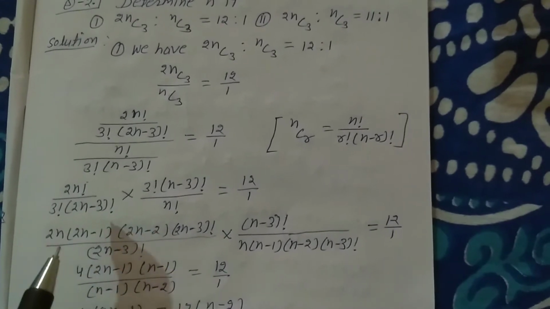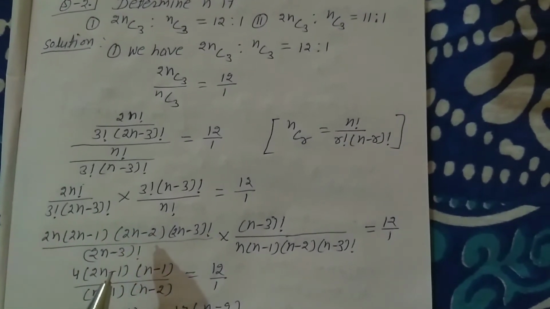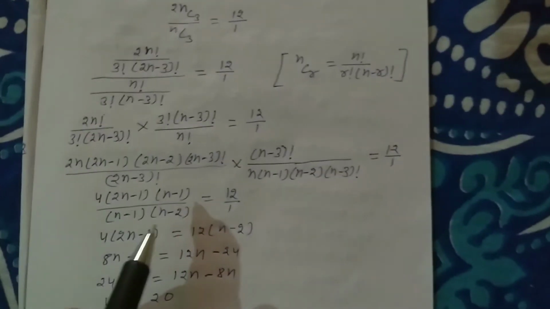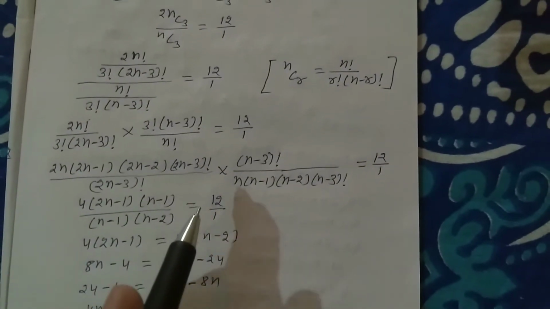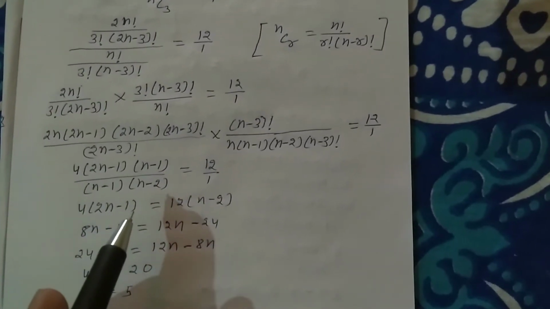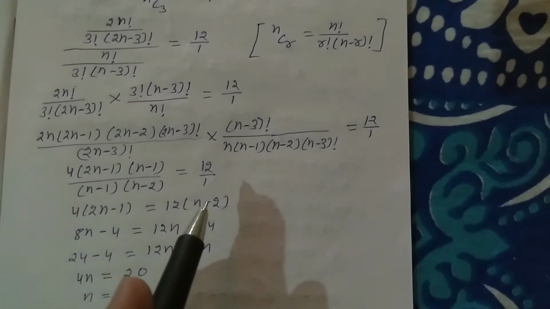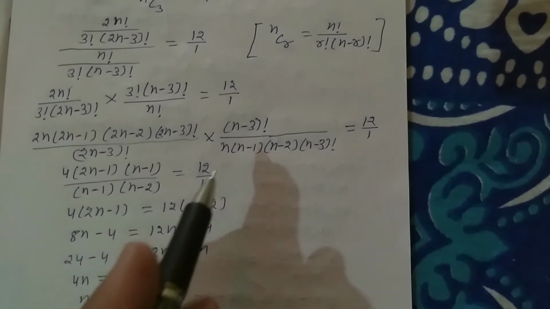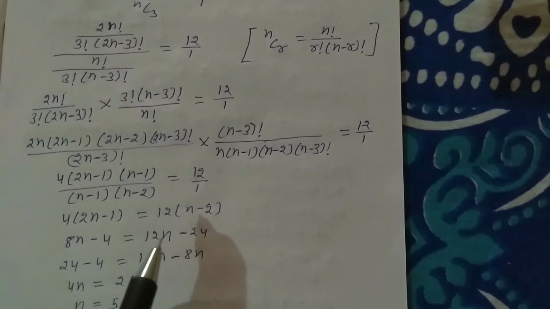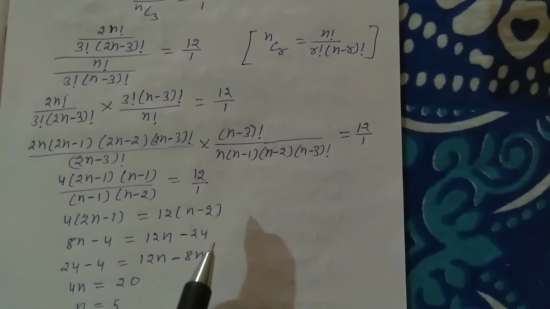So here the common is 4(2n minus 1)(n minus 1) upon (n minus 1)(n minus 2) is equal to 12 upon 1. 4(2n minus 1) is equal to 12(n minus 2). Multiplying this side, 8n minus 4 is equal to 12n minus 24.